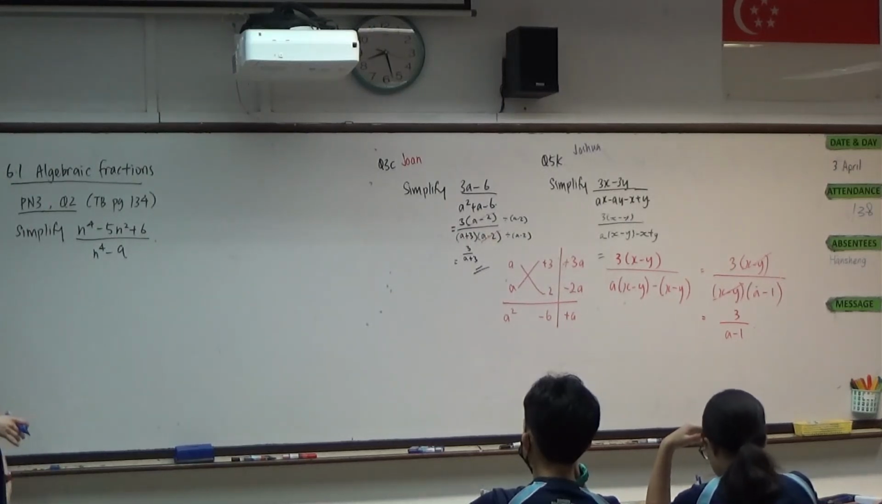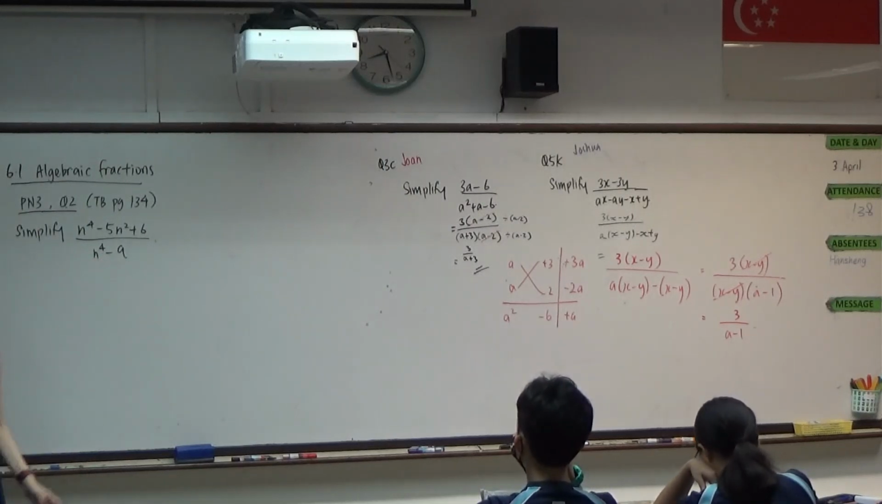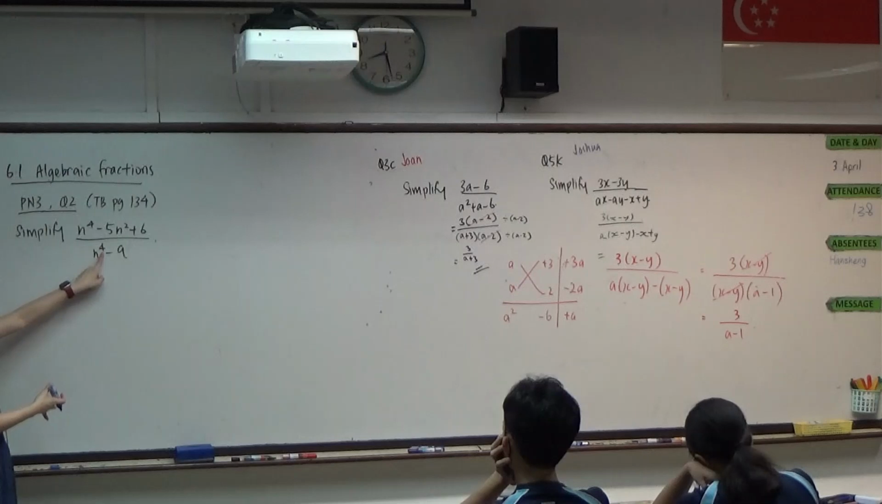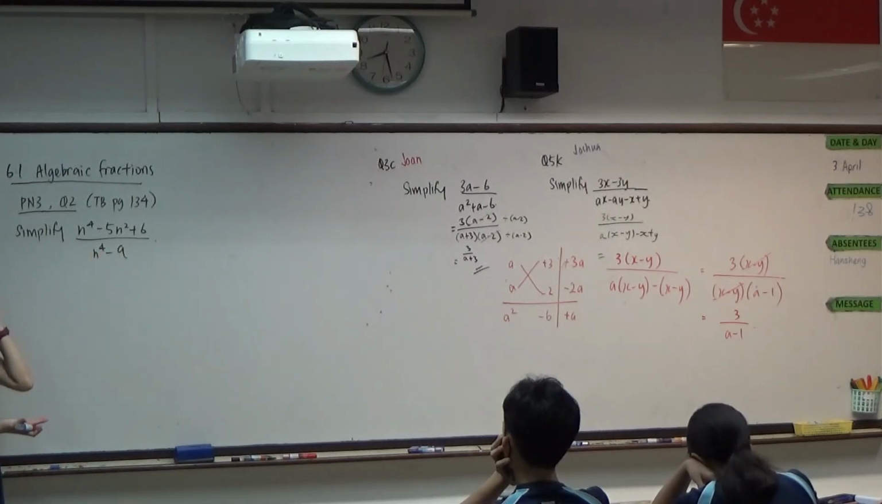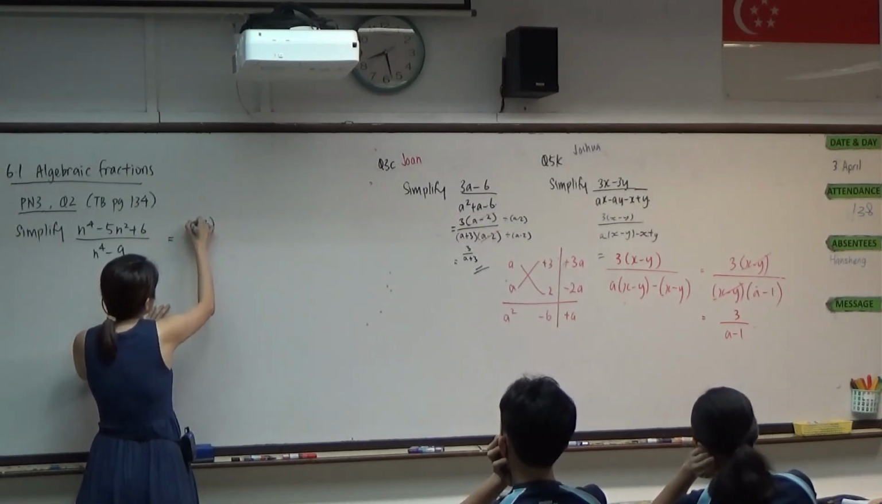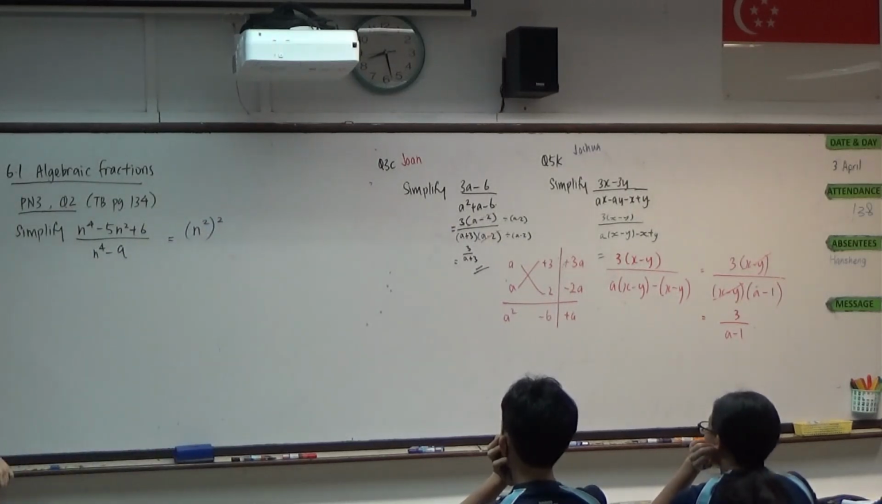Then our denominator is also n to the power of 4 minus 9. It also seems very close to our a plus b, a minus b, a squared minus b squared, but it is power of 4, not power of 2. So how? The thing here is that I want us to agree that n to the power of 4 is n squared to the power of 2.